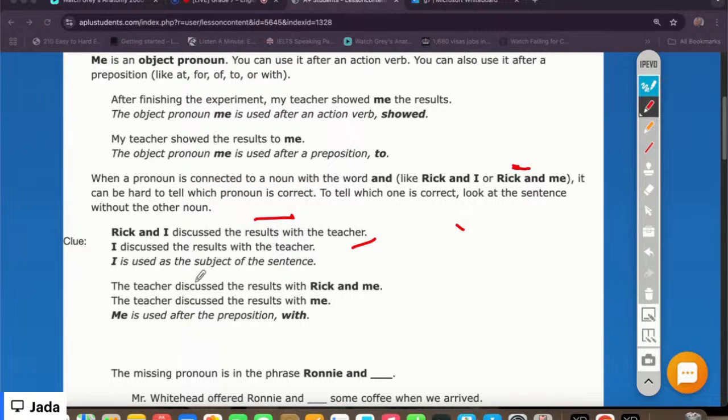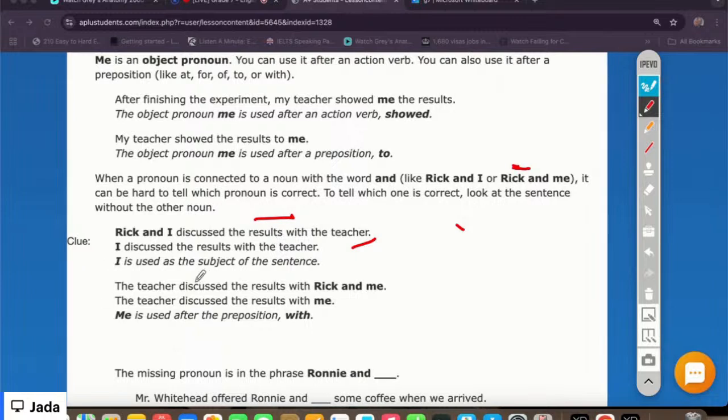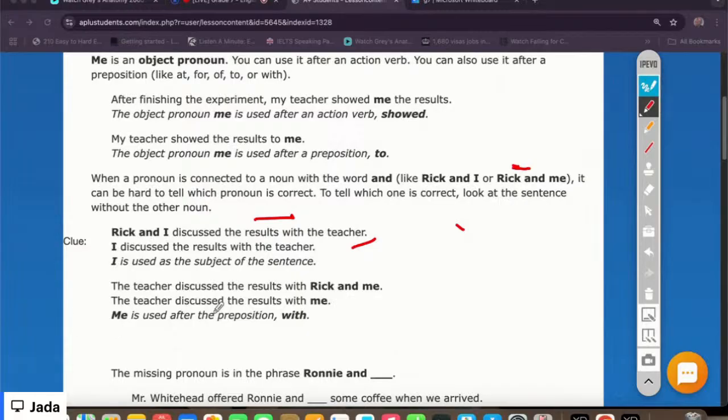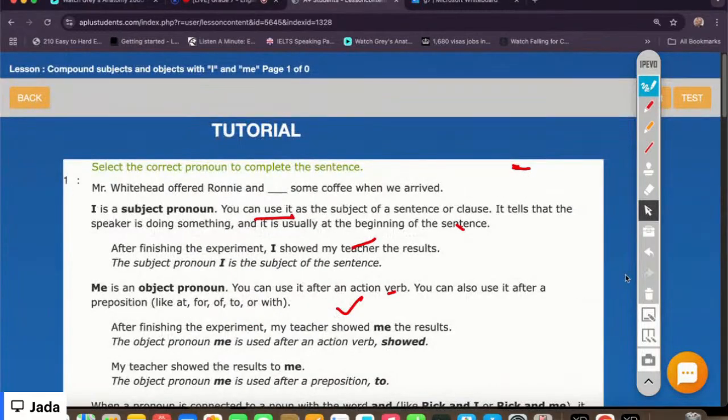I is used as the subject of the sentence and is still perfect. Then we can also say the teacher discussed the result with Rick and me. So we take away Rick, and then we have the teacher discussed the result with me. So you can see that me is used after the preposition with, and the sentence still balances. Okay?